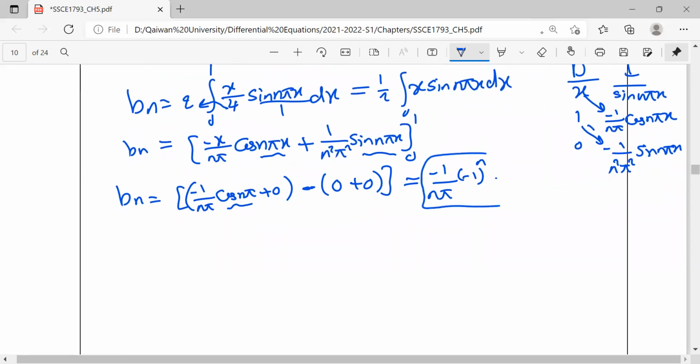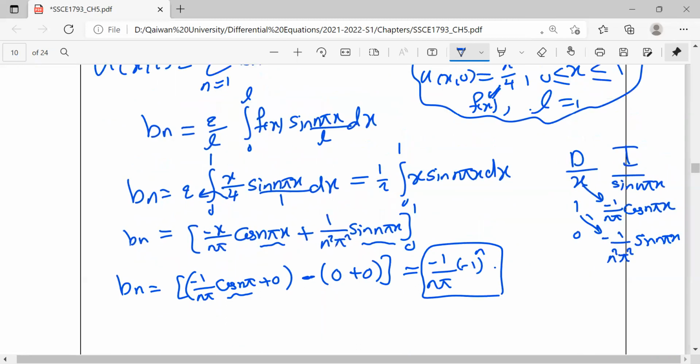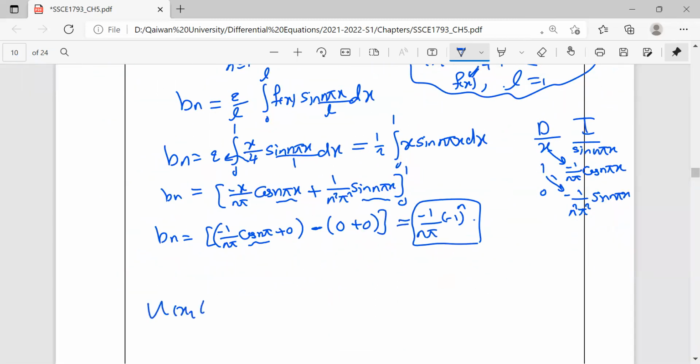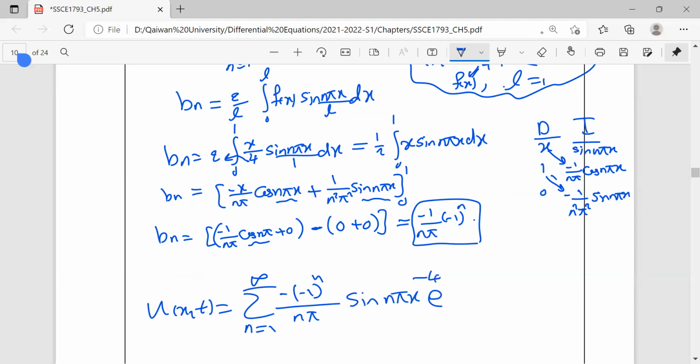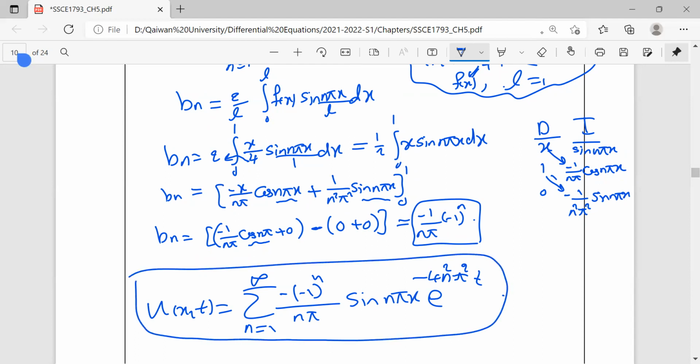This is Bn. Now we replace Bn into that series. So u of x,t equals the sum n from 1 to infinity. For Bn was minus 1 to the power n over n pi times sine n pi x times e to the power minus 4 n squared pi squared t. This is the solution for that partial differential equation.